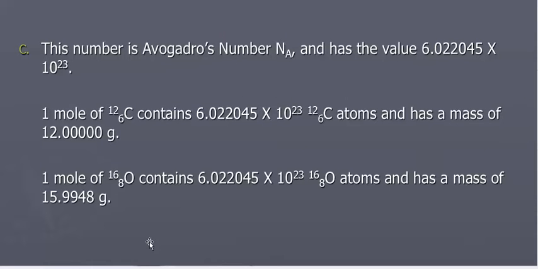Okay, so what does that number mean? 1 mole of the isotope carbon-12 contains 6.02 times 10 to the 23rd carbon-12 atoms and has a mass of 12.000 grams. Because carbon-12 is my reference isotope, the mass is exactly 12.00. 1 mole of the isotope oxygen-16 contains 6.02 times 10 to the 23rd oxygen-16 atoms and has a mass of 15.9948 grams.